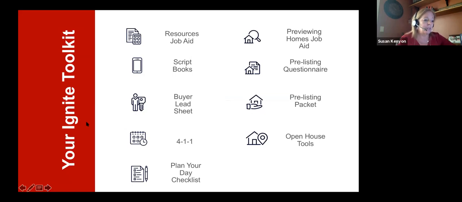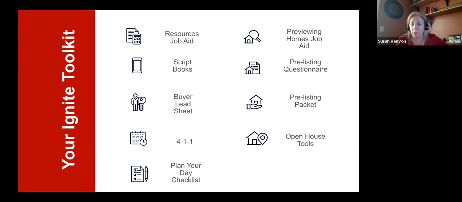These are also your Ignite toolkits. So you have a resource job aid, you have the script books, the buyer lead sheet. As you're using these forms, the ones that we really use a lot are definitely an intake form. When you are speaking with people, it's possible that you're going to get caught up in just having the conversation. That form, whether it's electronic or, I'm old, so I like just the pen and paper version, is some type of intake to remind you to get all of the information that you need from them while you're on the phone with them, all of their contact info, spouse info, that type of thing, so that you can enter that into Command when you're done.